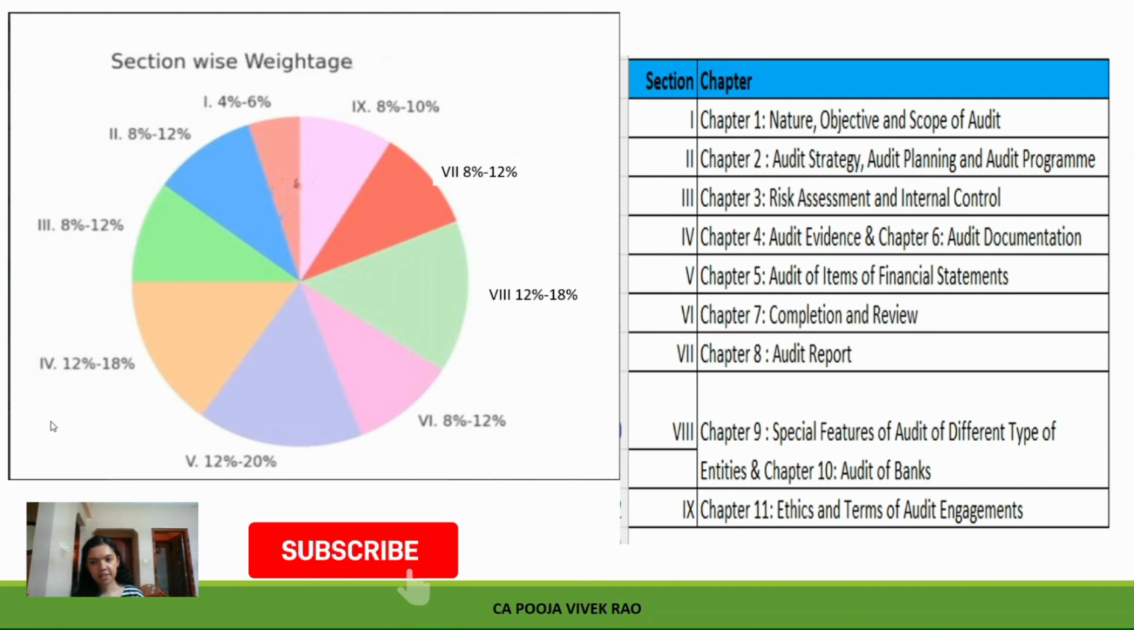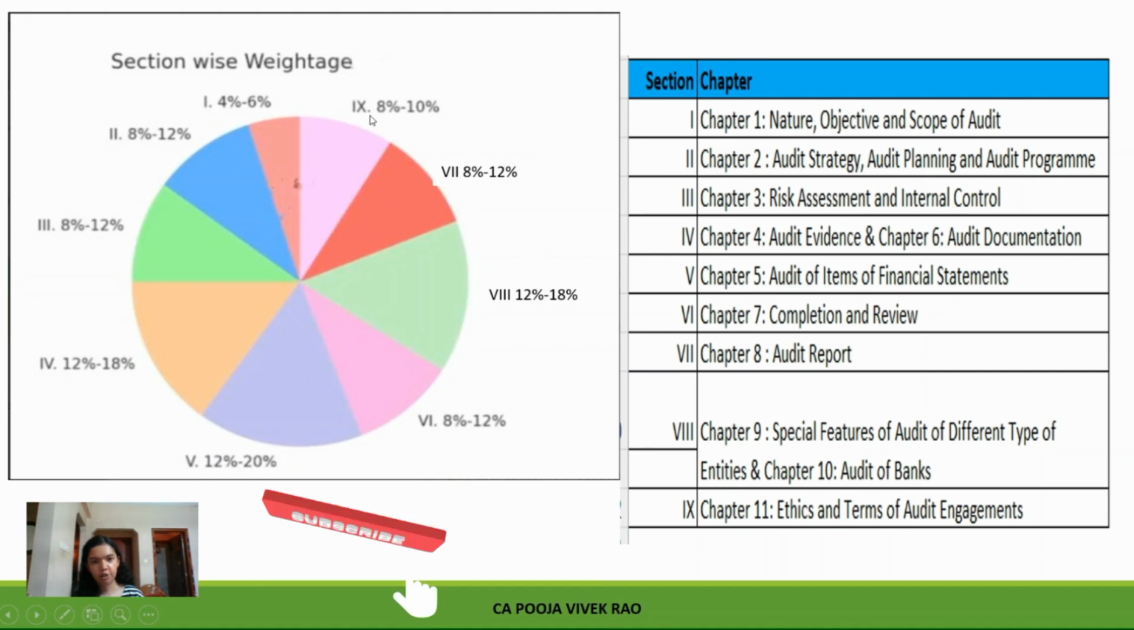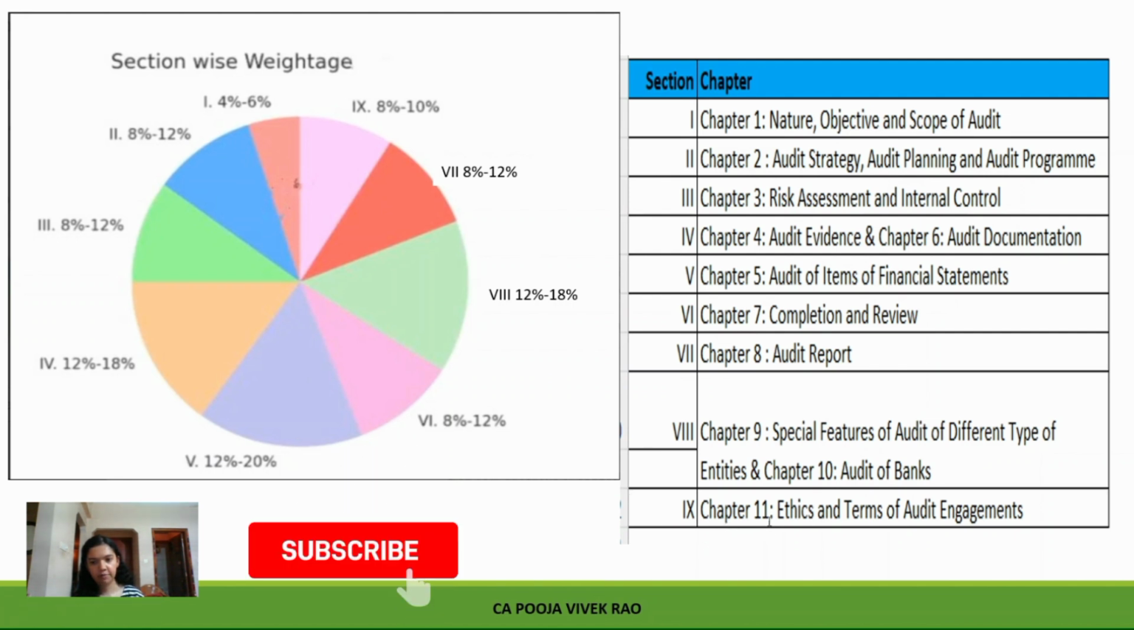This chapter discusses the legal framework and procedures involved in auditing banks. Study the regulatory framework for bank audits, focusing on areas like advances, non-performing assets, and income recognition, as well as the role of IT and internal controls. The section-wise weightage for section 9 is 8% to 10%. And the chapter coming under section 9 is chapter 11, Ethics and Terms of Audit Engagements.